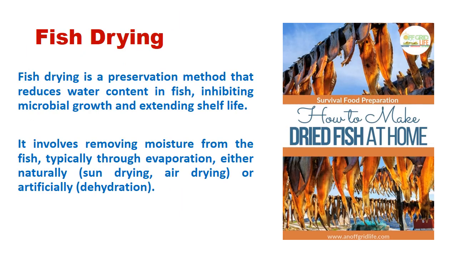So now let us talk about fish drying. Fish drying is a preservation method that reduces water content in fish, inhibiting microbial growth and extending shelf life. By reducing the moisture, the water activity is reduced and microbial growth is reduced. It involves removing moisture from the fish, typically through evaporation, either naturally in the case of sun drying or air drying, or artificially in the case of dehydration, maybe by oven drying or other methods, which we will see later.